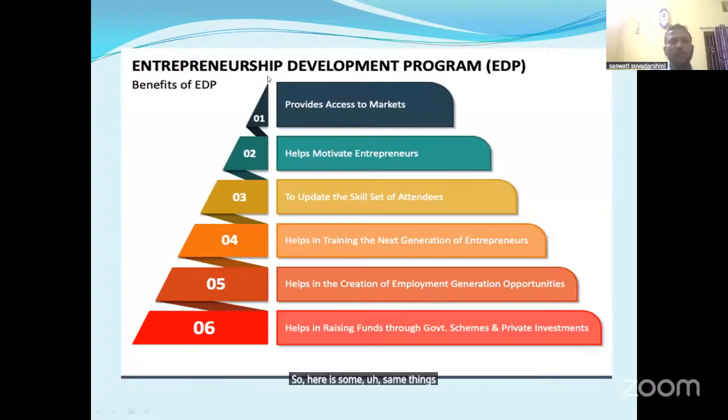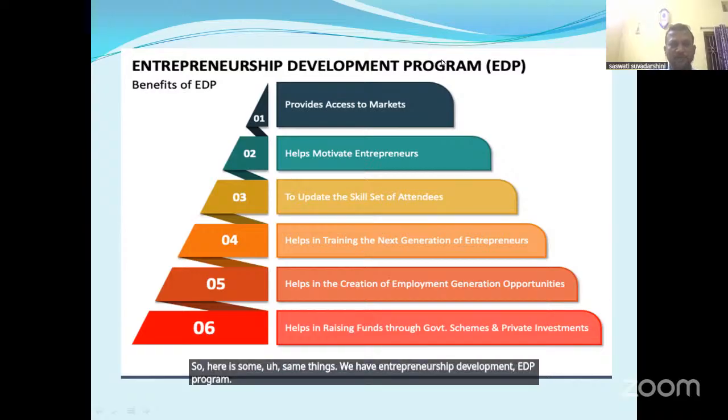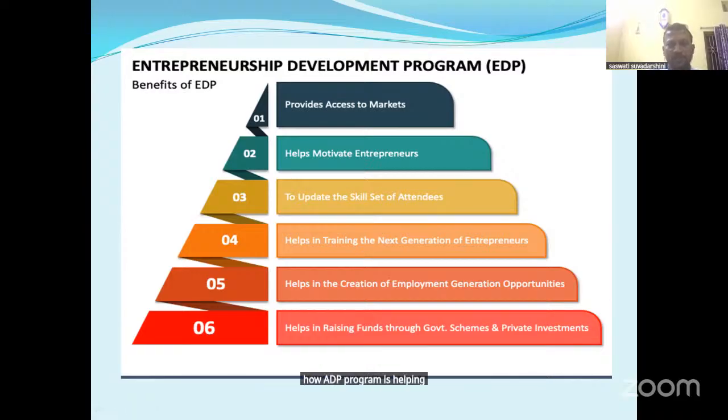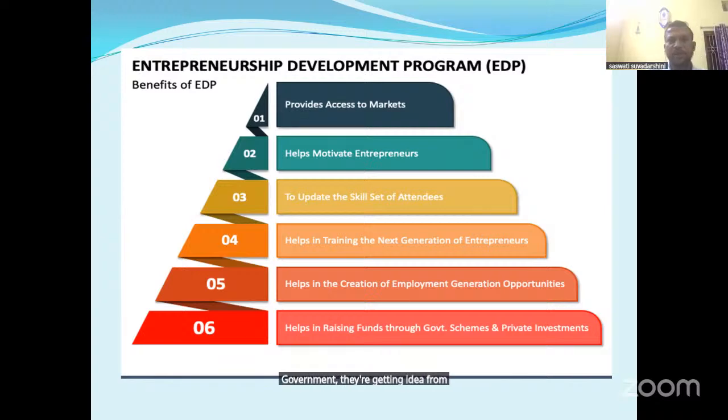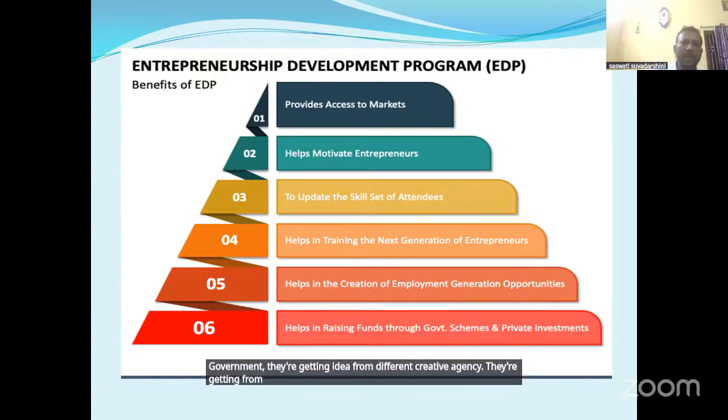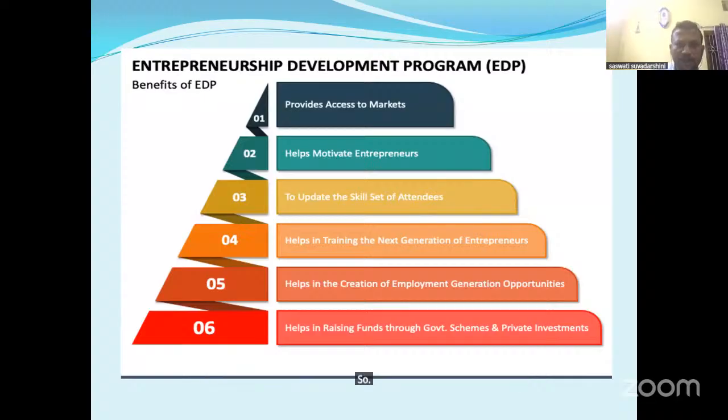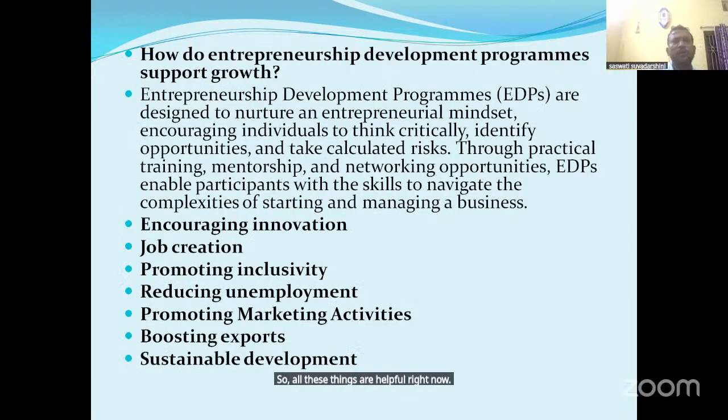We have the entrepreneurship development EDP program. How is the EDP program helping the next generation? So the next generation can get more ideas through, sometimes they are getting ideas from government, they are getting ideas from different creative agencies, they are getting them from this AI. So all these things are helpful right now. So how does this entrepreneurship development program support growth?